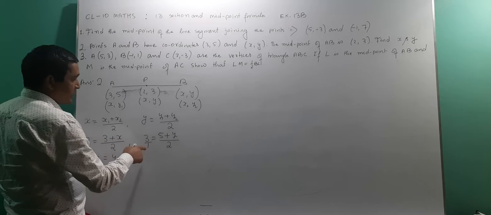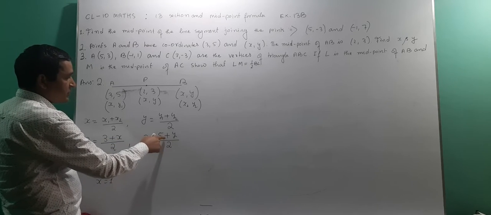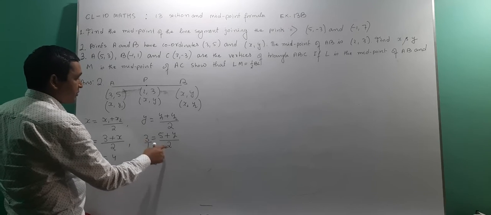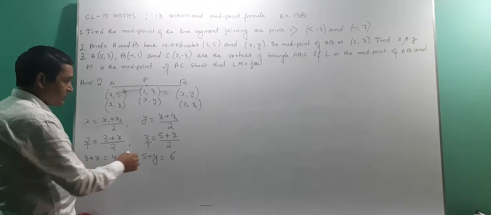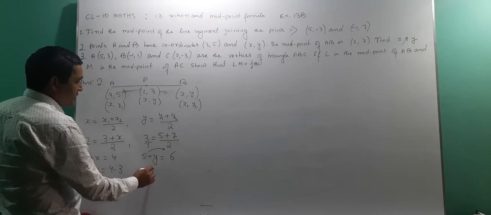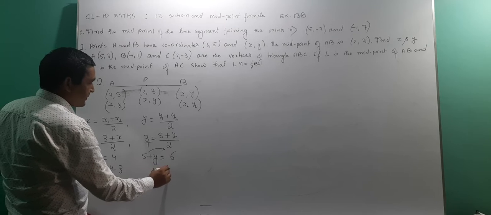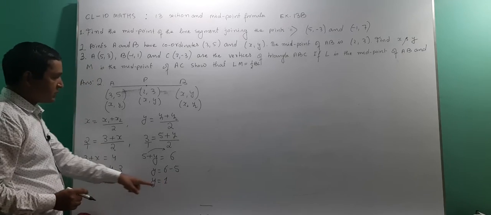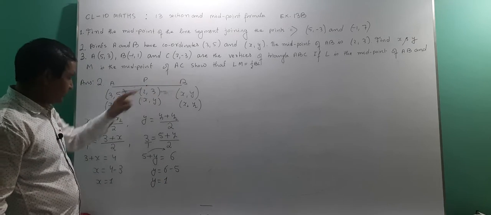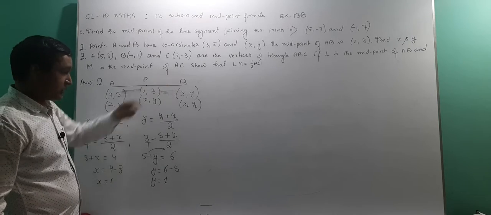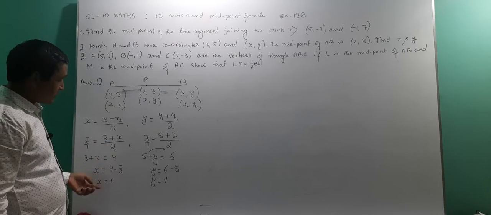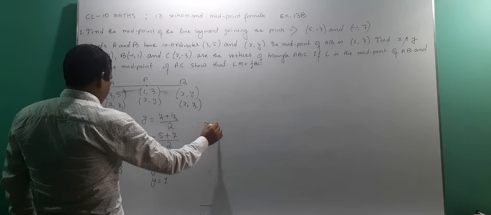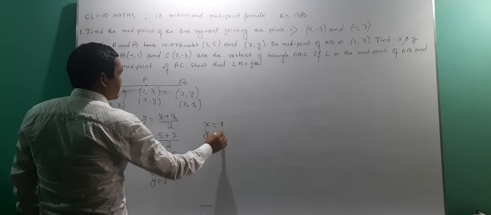Now similarly, again do the cross multiplication here. 1 multiply 5 plus y is 5 plus y, then 3 multiply 2 is 6. Now take this number to one side, then y equals 6 minus 5, y equals 1. Now we got the value of x and y, that means the coordinate of B. The question asks to find the value of x and y, we got it. Therefore, x equals 1, y equals 1.